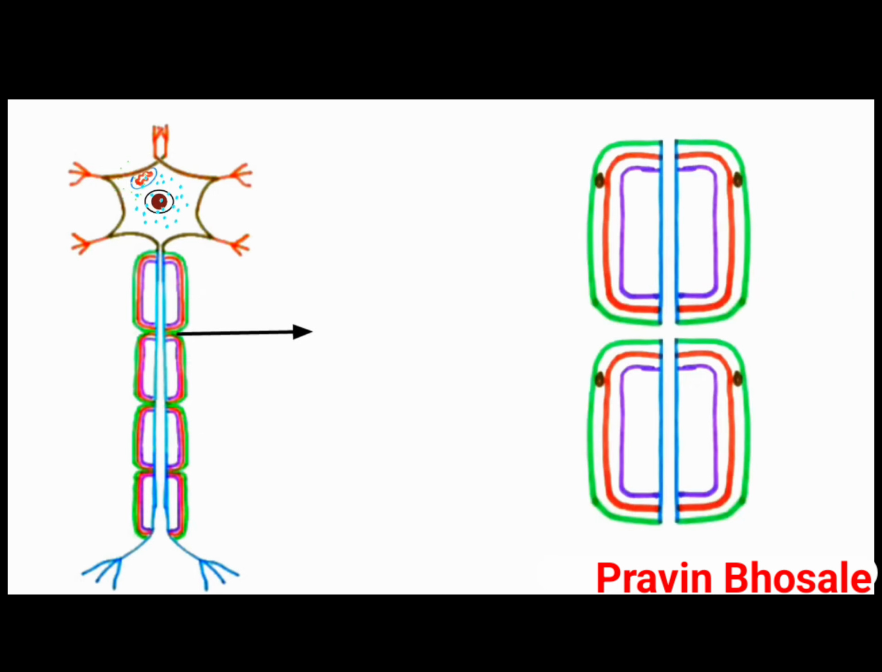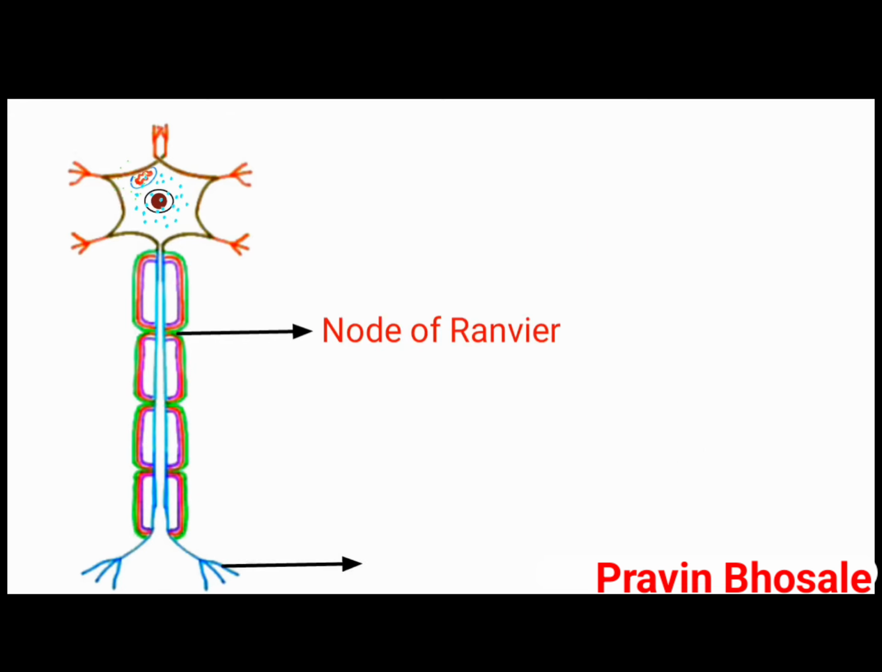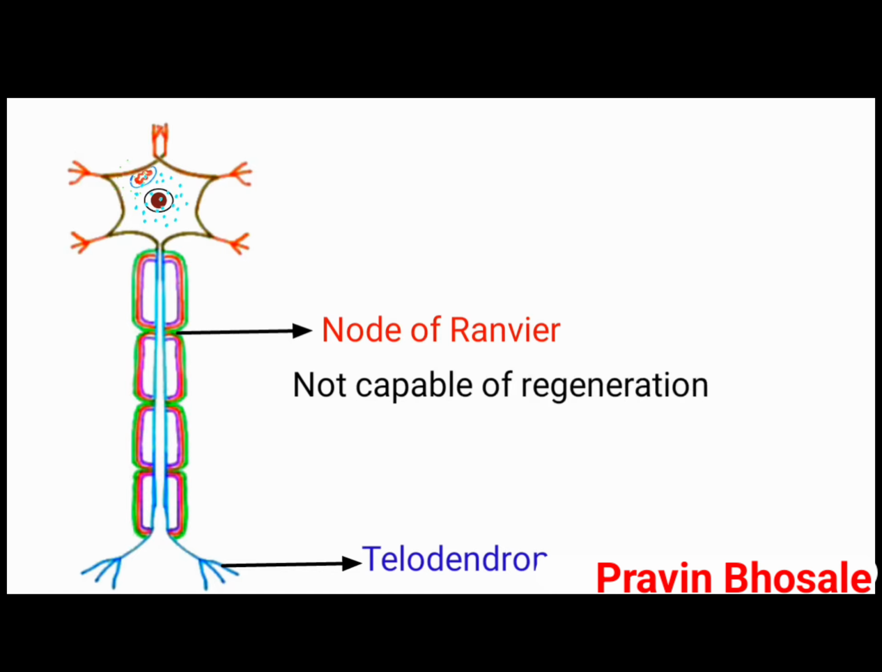Myelin sheath is absent at intervals along the axon at the nodes of Ranvier. The fine branching structure at the end of the axon, the terminal arborization, is called telodendron. Neuron is not capable of regeneration because it lacks centriole.